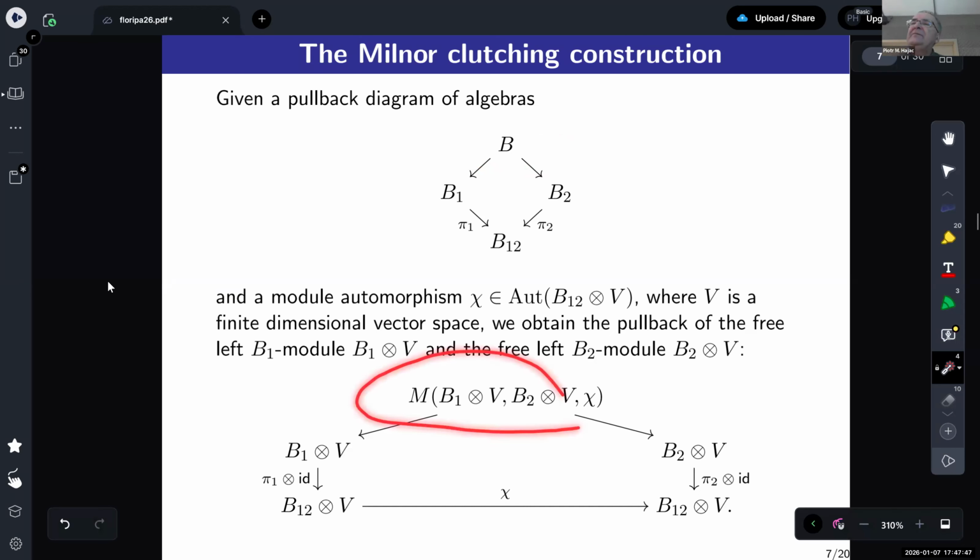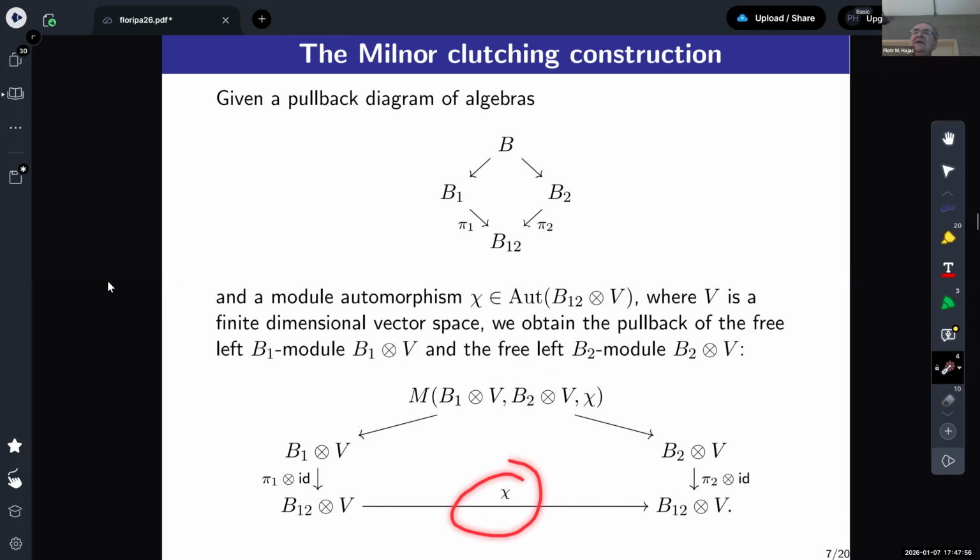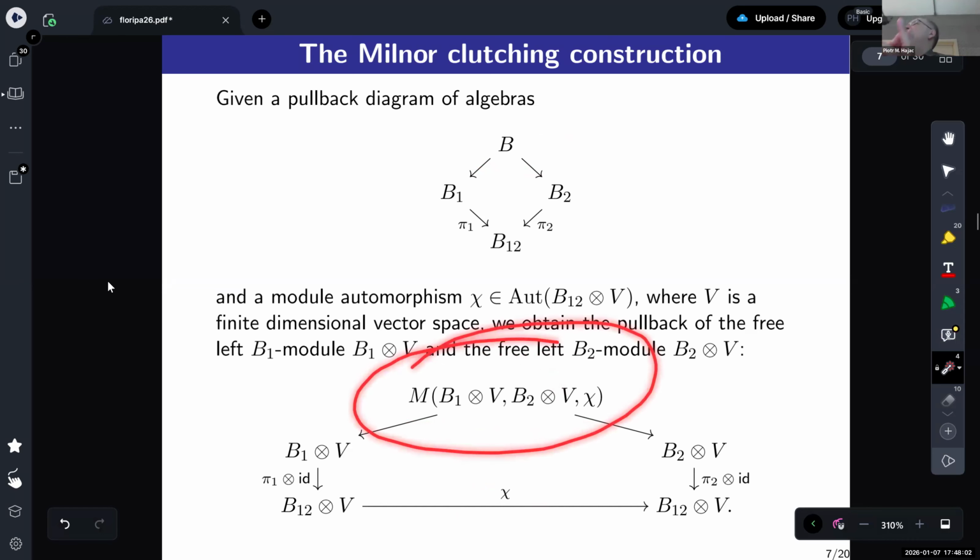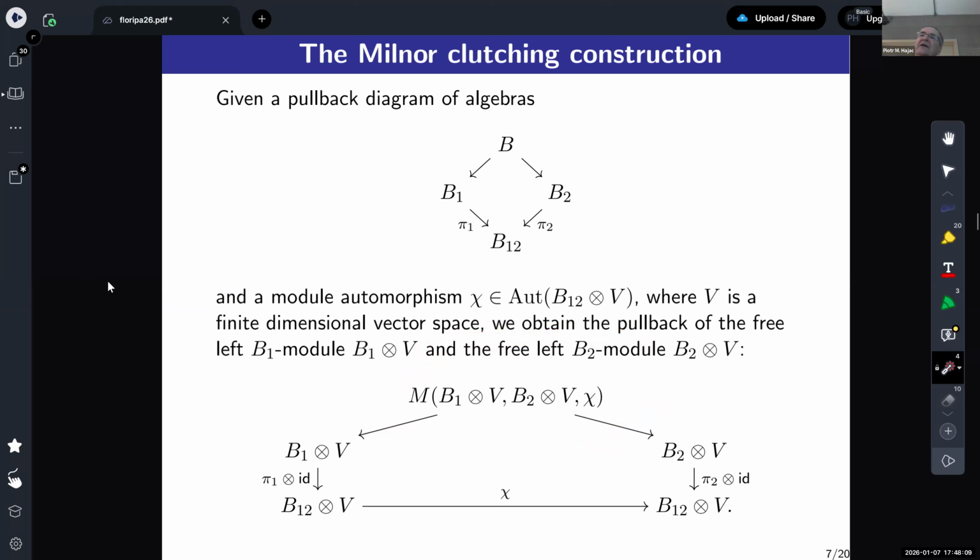finitely generated projective, and secondly, when you take the K1 class of this invertible matrix here, then whatever choices you make, you will not change the K0 class of this finitely generated projective module over there. This is why, at the end of the day, we obtain this connecting homomorphism from K1 of B12 to K0 of B. You know? So that's the depth of Milnor.